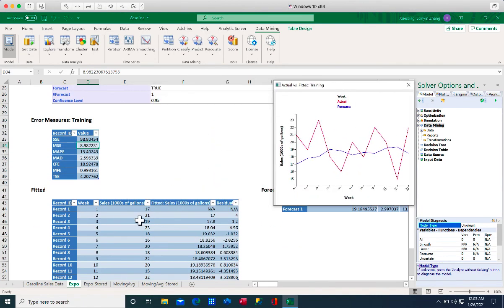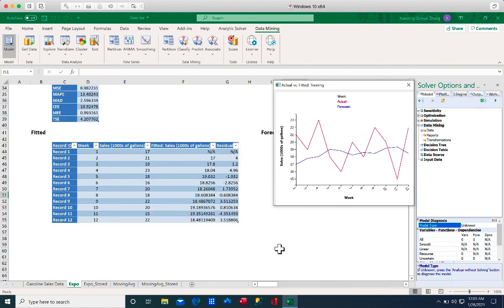And take a look at our week 9. Again, the actual sales is 22,000 gallons and the forecast sale is 18,486 gallons, which is slightly closer to the actual sales, and the residual is also smaller. So this has shown that exponential smoothing works better than moving average smoothing for our data set. These are the two time series forecasting techniques we just introduced.